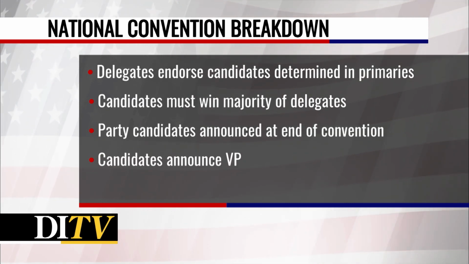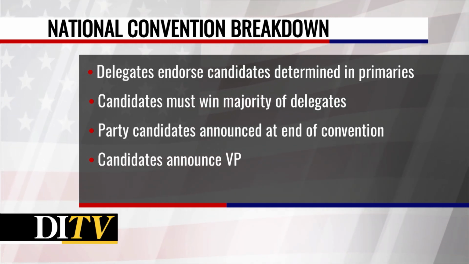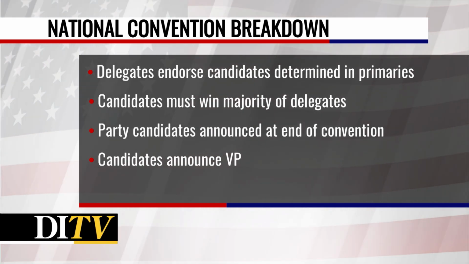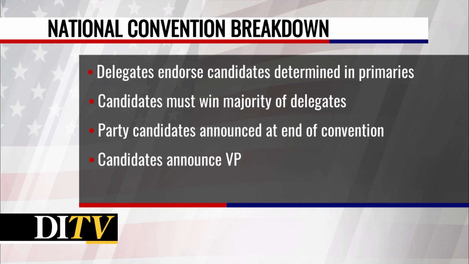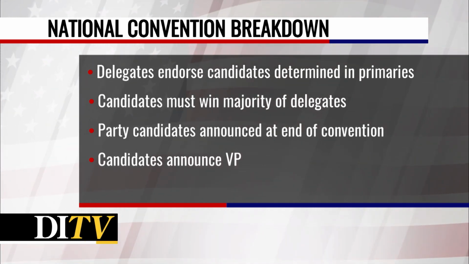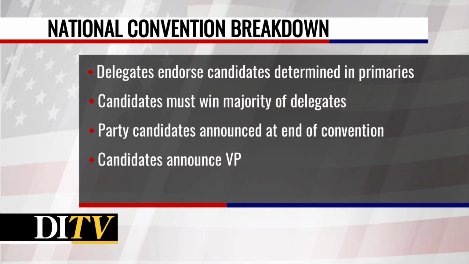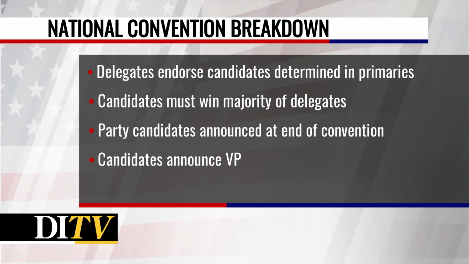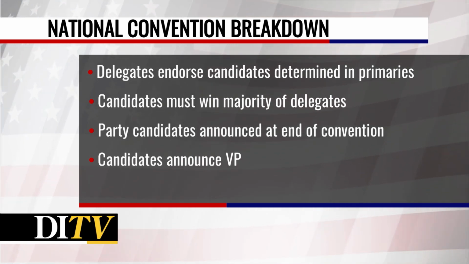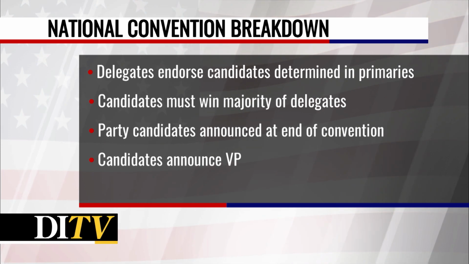The caucuses and primaries are just one early step in determining who the next president of the United States will be, though. After these are complete, state delegates will attend each party's national convention to endorse the state's chosen candidates. At the national conventions, a candidate has to win the majority number of delegates to become the party's final presidential candidate. The presidential candidates are officially announced at the end of the conventions, which is also when the candidate will announce who will run with them for vice president.